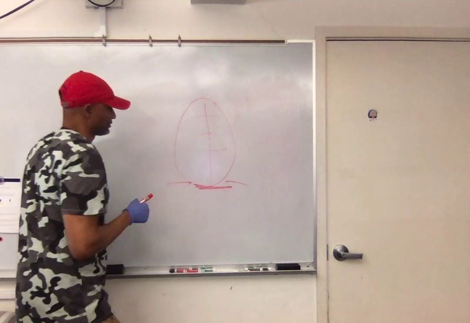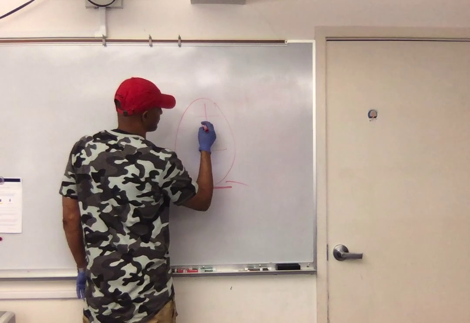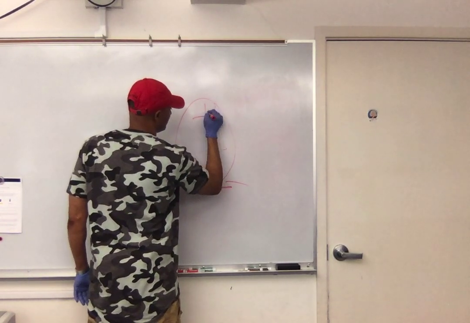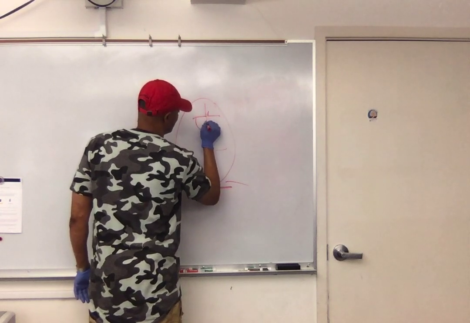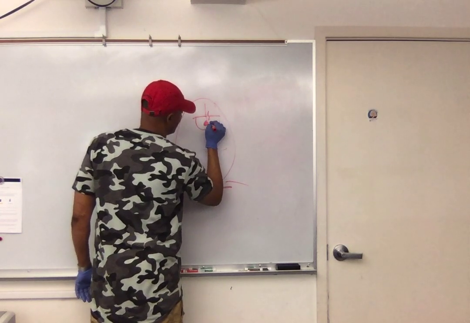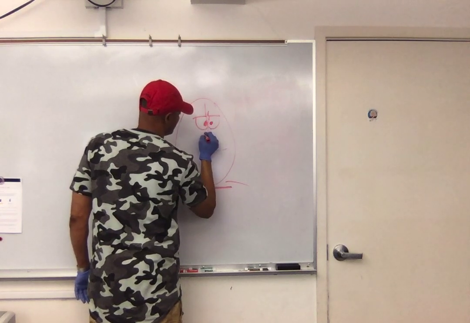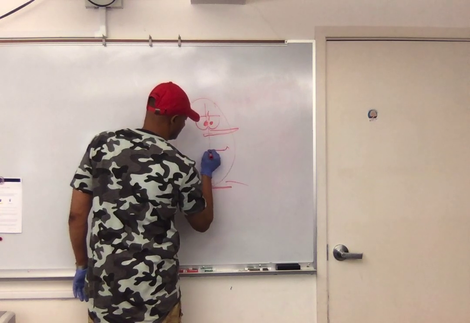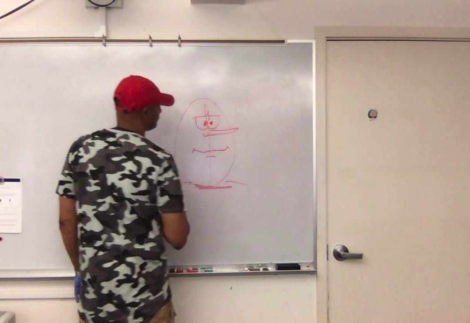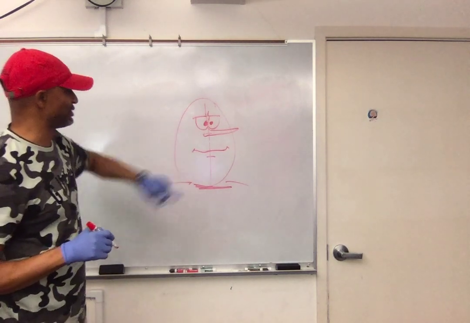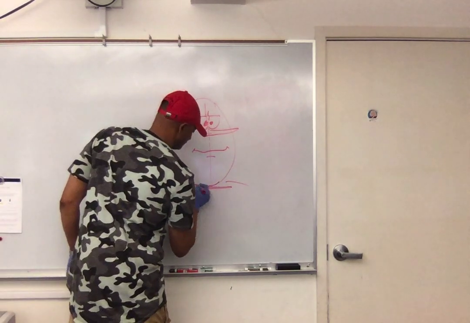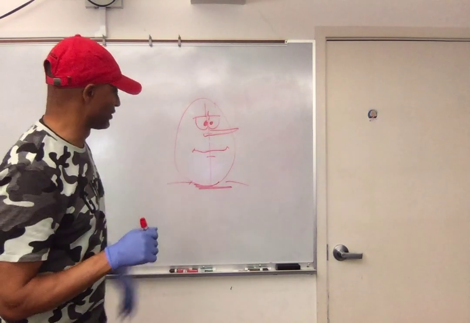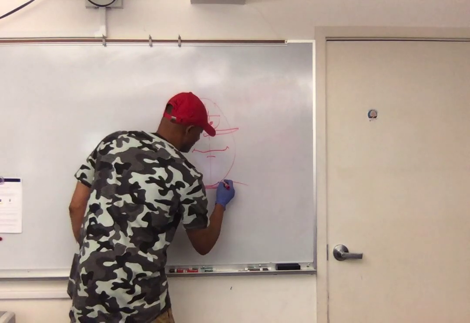We're going to add some hands and some arms. But first, I'm going to start off with the face. So there you have your eyes, your nose, the mouth. And how many of you know the story of Humpty Dumpty? Okay, so we're just going to make this Humpty Dumpty sitting on the wall.